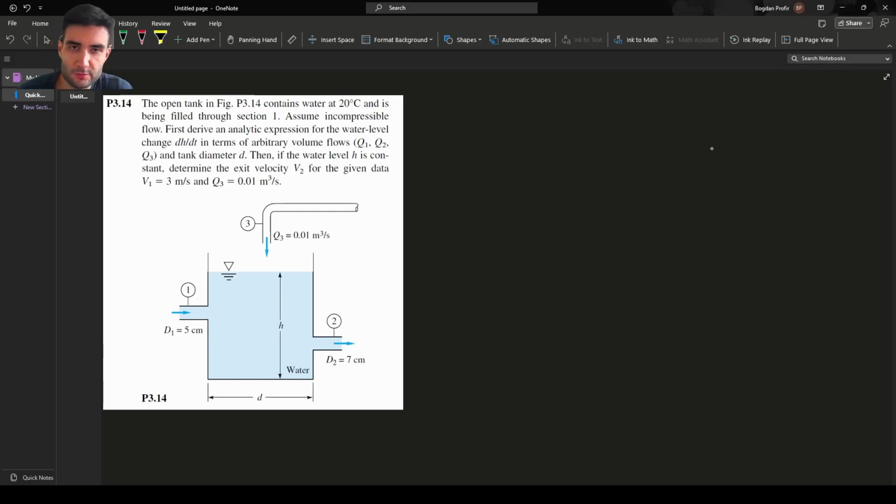Here's a very simple fluid mechanics problem, which is looking at the idea of mass conservation. This can be something that you will probably see as a first-year engineering student in your fluid mechanics module.